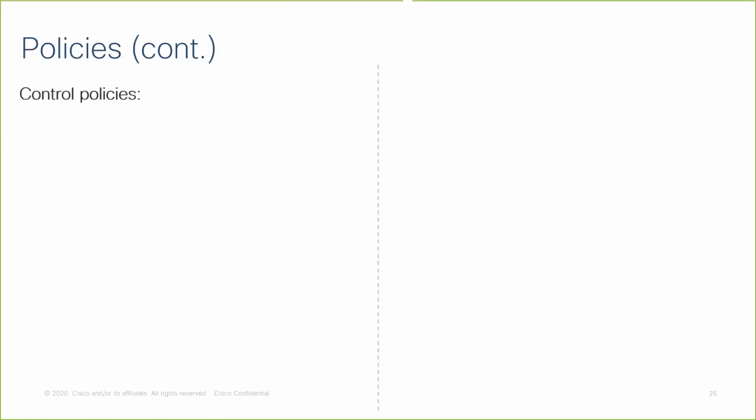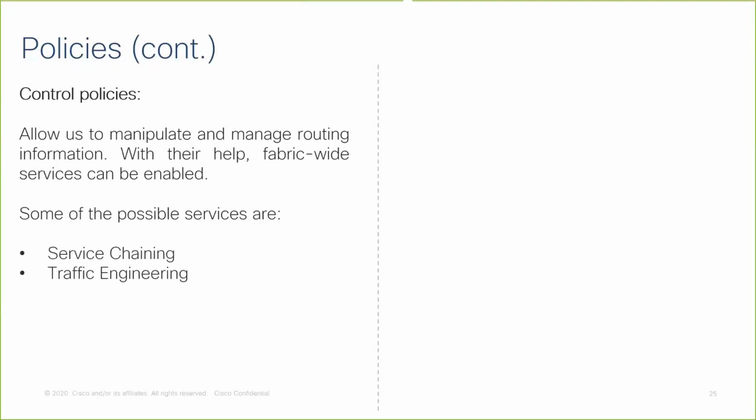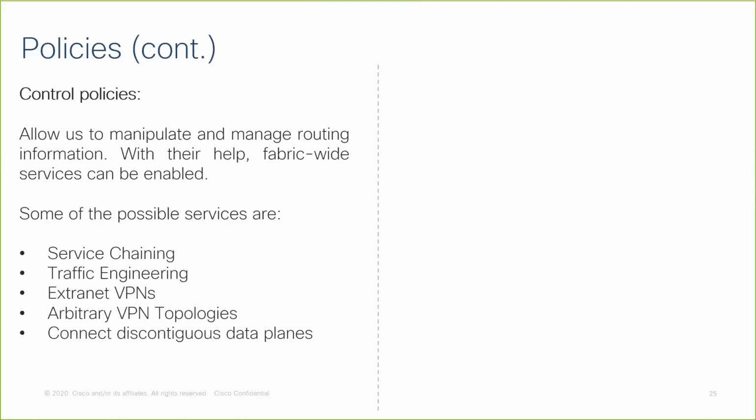So just to put them into comparison, the control policy would allow us to manipulate and manage route information. Services into the fabric or into the overlay will be enabled by using the control policies. All of these services depend on my control plane information, which means that we can put service chaining in place, or traffic engineering, extranets, or we can simply create arbitrary topologies, as I mentioned before. It could be a hub and spoke, or partial mesh, or full mesh, or any other thing that you want to build. And of course, one of the typical use cases is connecting discontiguous data planes. We would go into a little bit more detail later today for this.